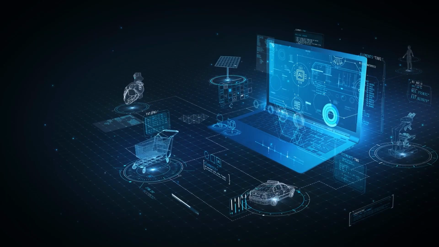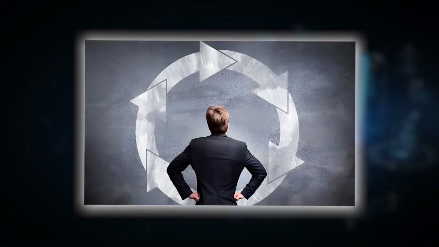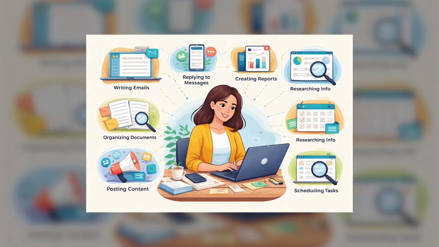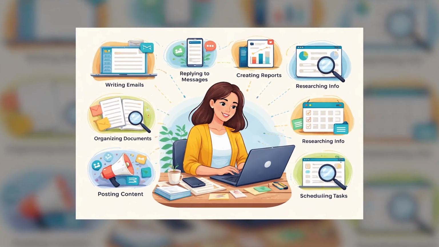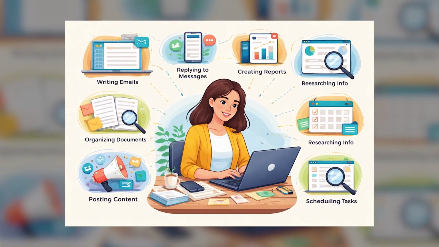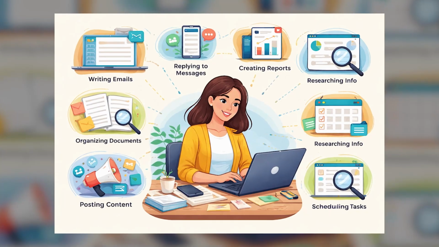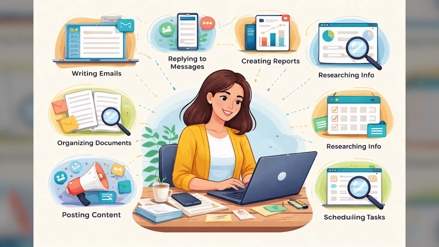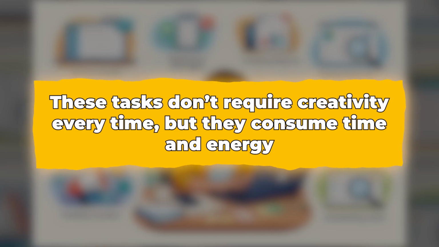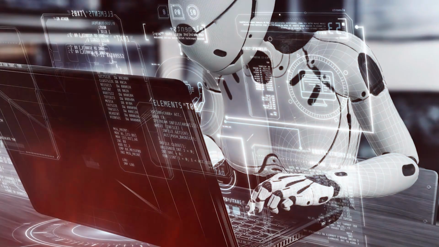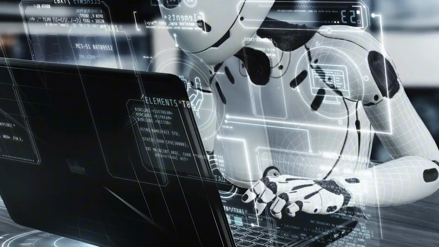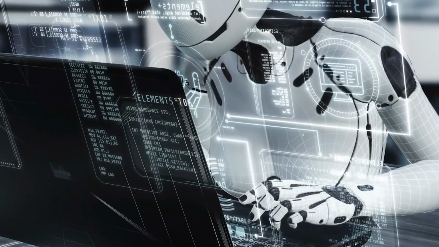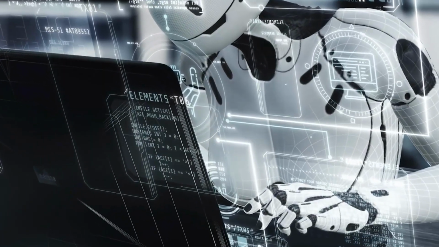To understand automation, think about all the tasks you repeat every day. Writing similar emails, replying to messages, creating reports, summarizing documents, posting content, organizing notes, scheduling tasks, or researching information. These tasks don't require creativity every time, but they consume time and energy. AI automation simply means letting AI handle these repetitive steps so you can focus on work that actually matters.